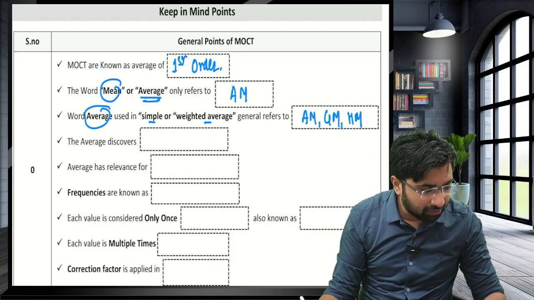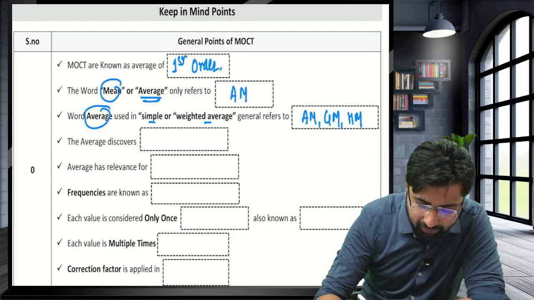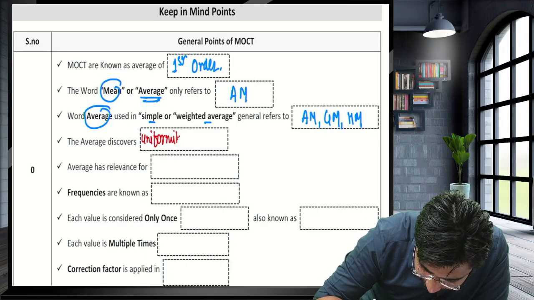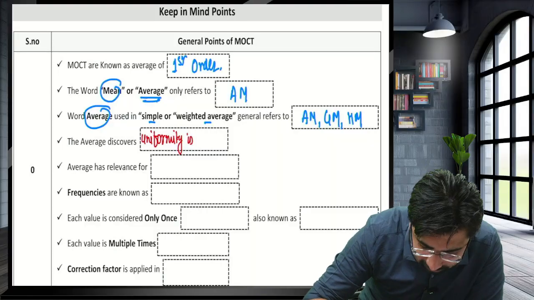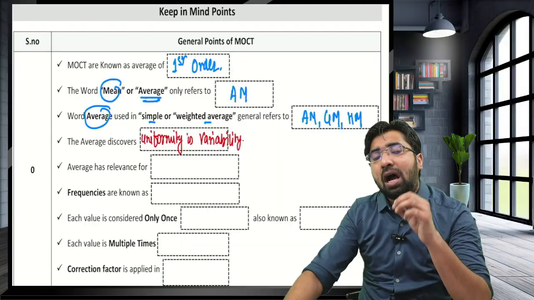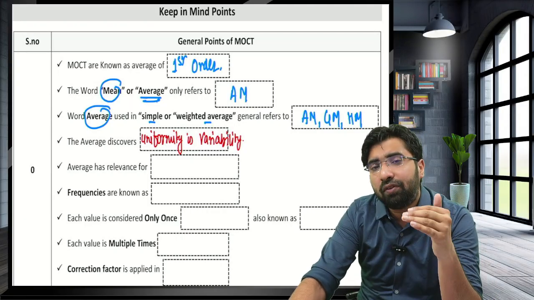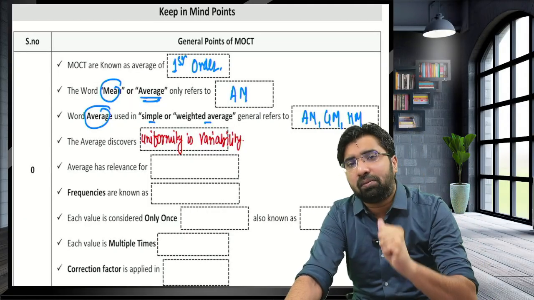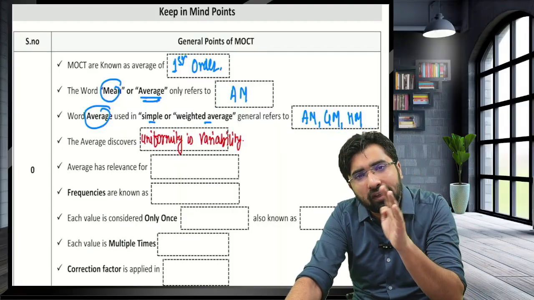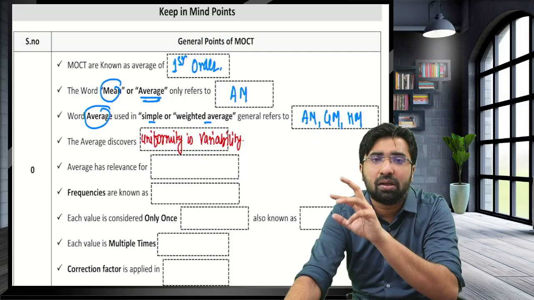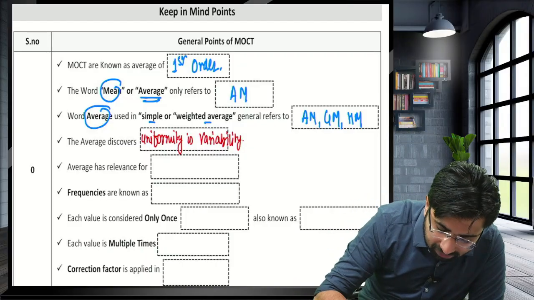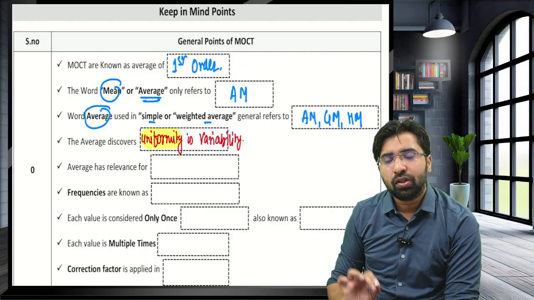Now, what the average does, when you calculate the average, you discover the uniformity. Write down, uniformity in variability. We discover how much the data are uniform. So we discover the uniformity in variability, not the variability in uniformity. They will manipulate you, asking you to calculate the variability in uniformity or uniformity in variability. In all the variables xi, we discover the uniformity. So we will say we discover the uniformity in variability. It's better you learn it.